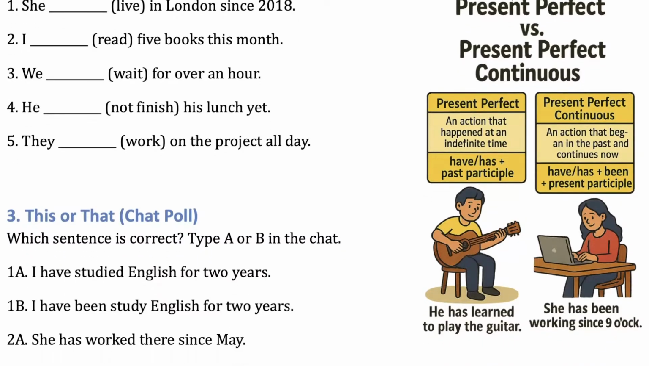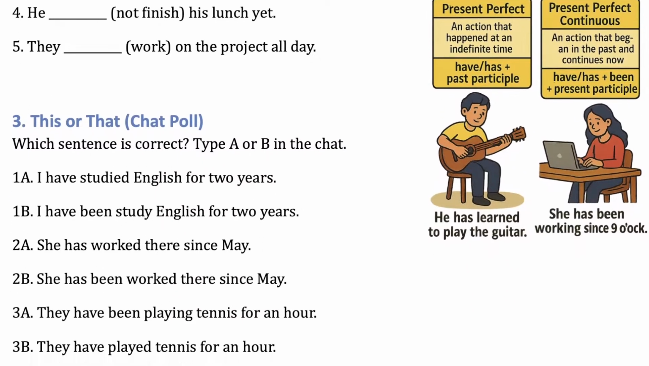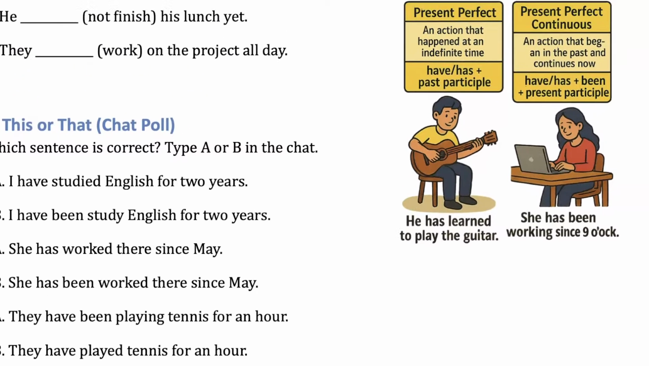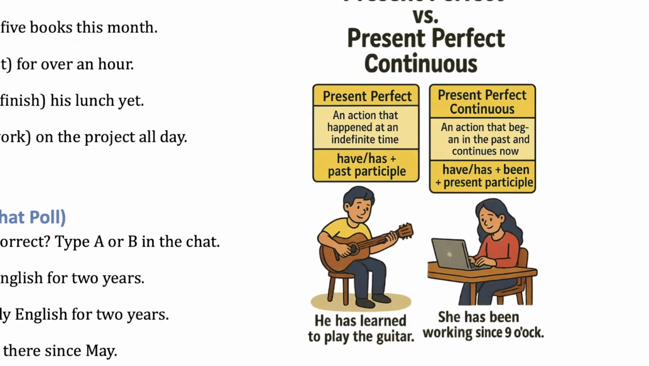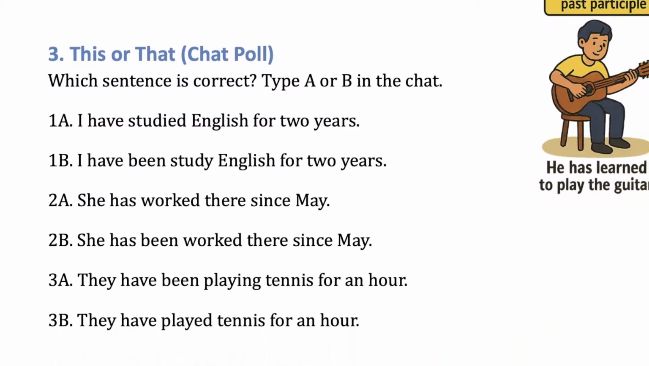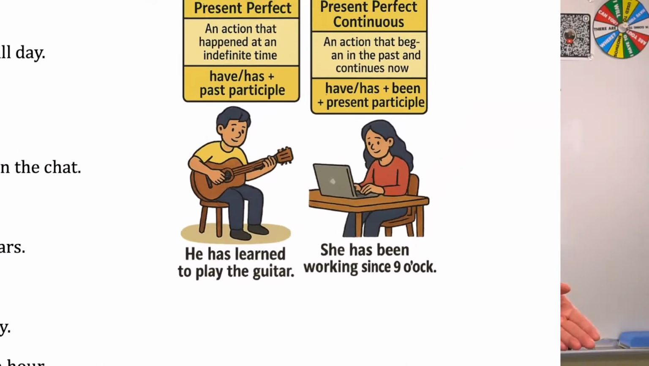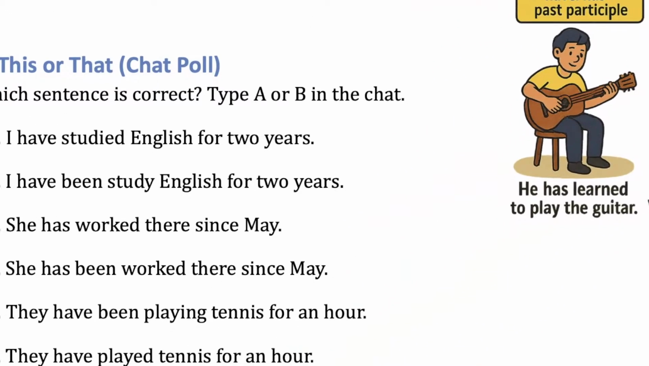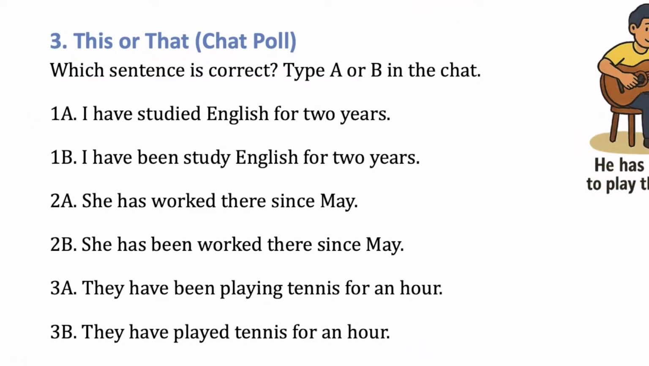Okay, let's continue here. Okay, now you're going to choose the correct sentence. I have to make it larger for you. I can make it even a bit larger. I want it to be easy for you to see. Okay, so here we go. Which sentence is correct? Type A or B in the chat. So which sentence is correct?